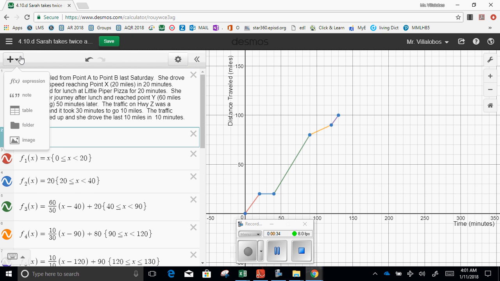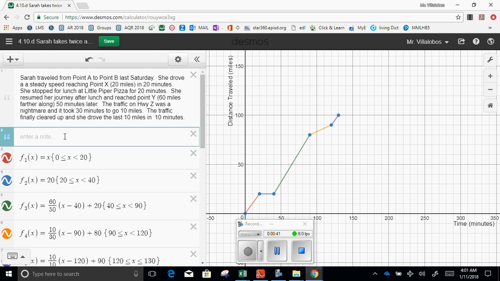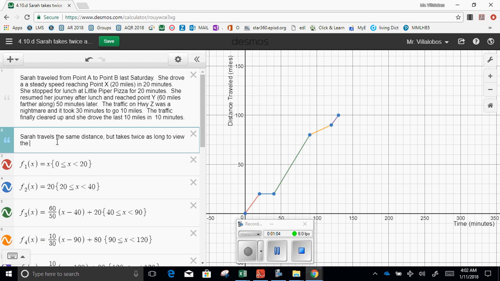And we can do that by adding a note or just putting the quotes right there. And we write: Sarah travels the same distance but takes twice as long to view the bluebonnets on the way.